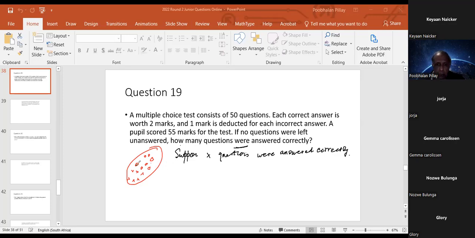Okay, so in other words, you are splitting this into 2 parts here now. The X here. X of them were correct. And so how many were incorrect? He answered every one of them. There were 50 questions. So you would have had 50 minus X incorrect.